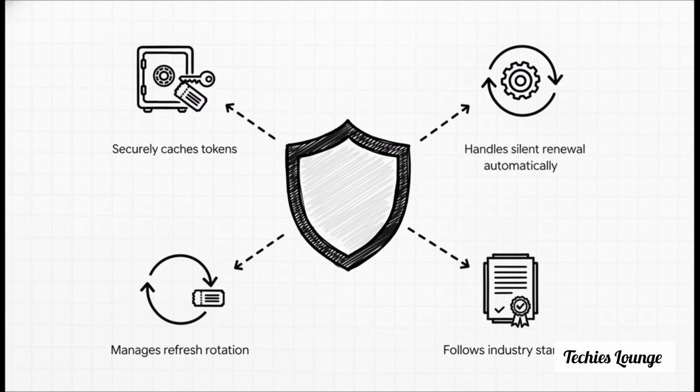And the really great news is that you don't have to build any of this from scratch. Libraries like Microsoft's MSAL, which stands for Microsoft Authentication Library, handle all the heavy lifting. MSAL securely stores your tokens, it automatically handles that silent renewal process we talked about, and it even manages advanced security features like token rotation. That's a huge security win.